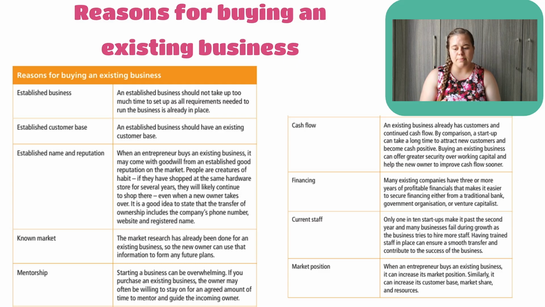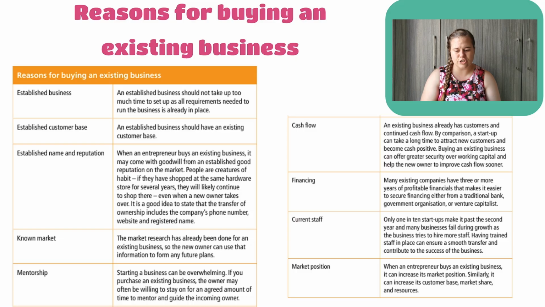So we have established business, established customer base, established name and reputation, known market, mentorship, cash flow, financing, current staff, and market position. I did mention a few of these in my ramble a few seconds ago. So, established business. An established business should not take up too much time to set up as all the requirements needed to run the business are already in place. Established customer base. An established business should have an existing customer base. So, they've already got the customers, they know about the business.